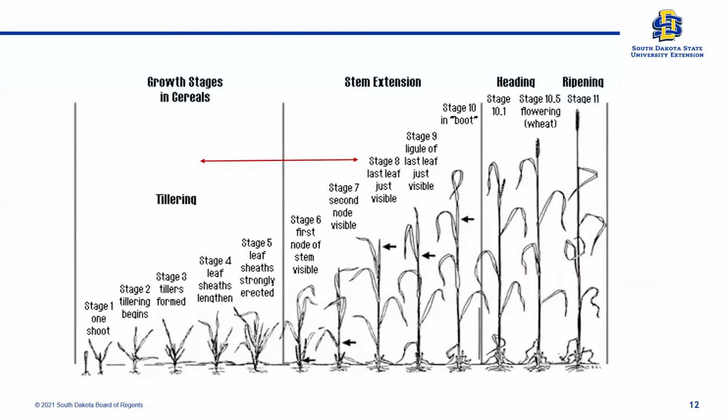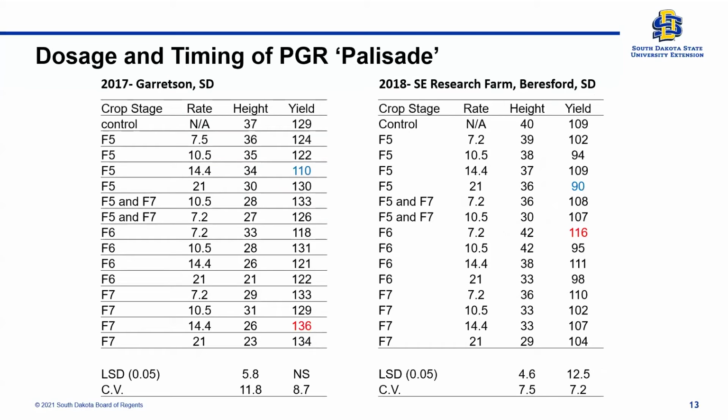So we're looking at the time of the season. Every season is different because of the heat units mostly. Anywhere from mid-May to about mid-June, you almost have a month window to apply this PGR.